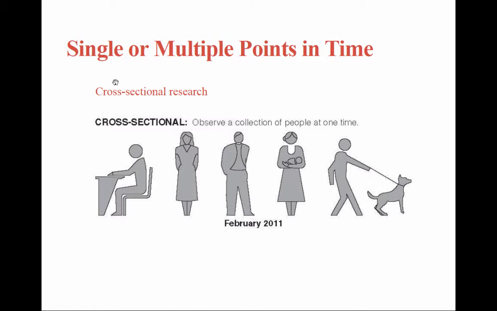Now, a fourth way that we can understand the differences in research, the major types of research, would be whether I'm doing the research at a single or multiple points in time. So the book has these sorts of pictures, and I think the pictures are actually somewhat useful and illustrative for helping you remember the types of cross-sectional research that exists. So in cross-sectional research, what I'm doing is I'm looking at a collection of people at a single moment in time. And so here you see lots of different types of individuals existing, and in fact, one having a dog, at a single moment in time, February of 2011.